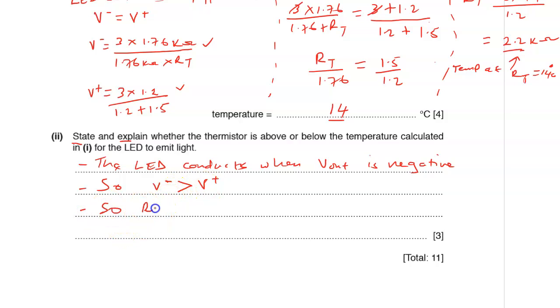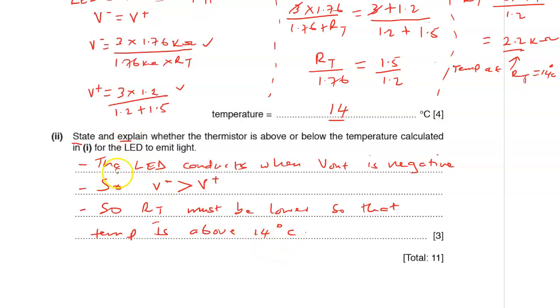So our RT, the thermistor resistance, must be lower, so that the temperature is above 14 degrees Celsius. So we have stated whether the thermistor is above or below. So the thermistor should be above 14 degrees Celsius.